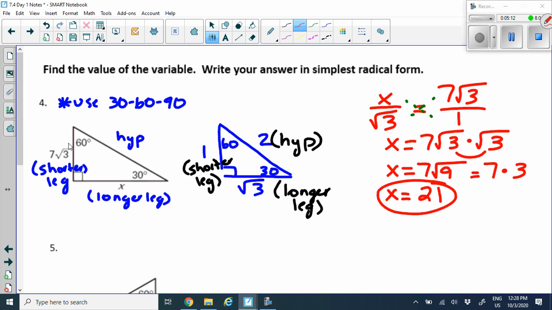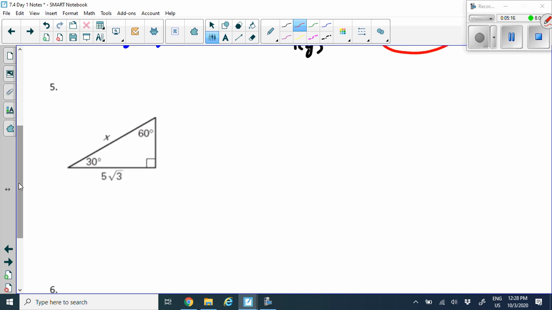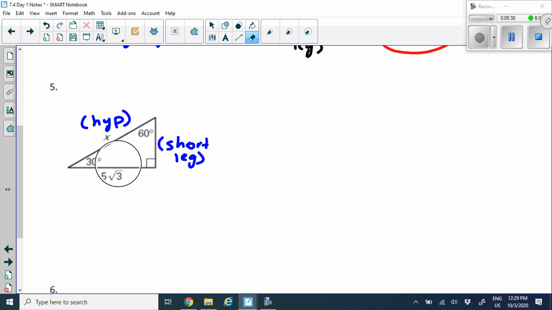Okay, let's go ahead and do example 5. First, let's label. Remember, across from the 90 degree, or the box, that is always going to be our hypotenuse. Across from the 30 degrees, that is our short leg. And across from the 60 degrees, that's going to be our long leg.